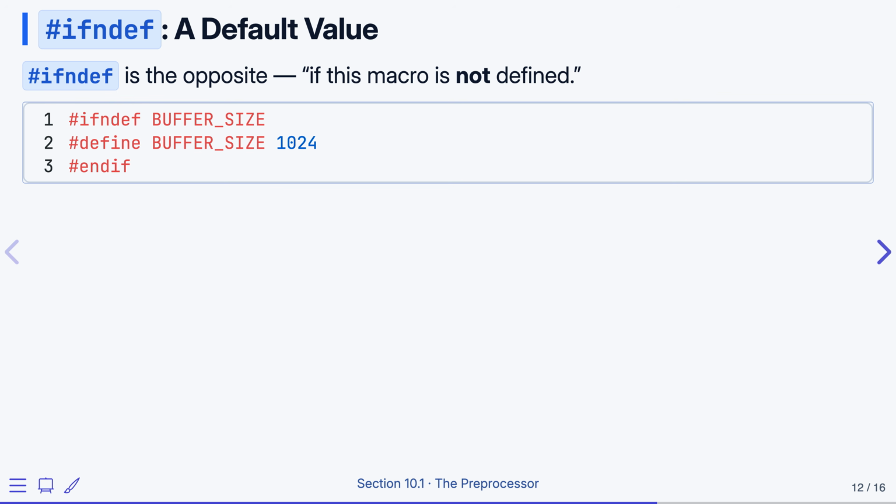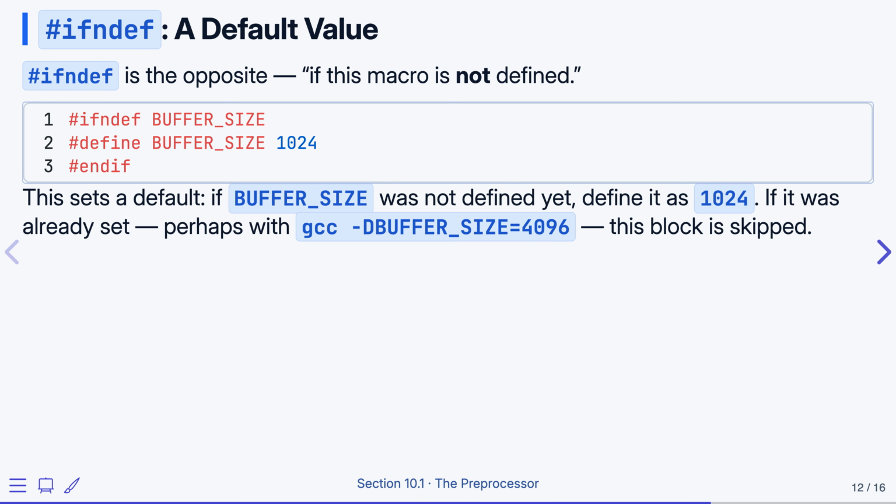#ifndef is the opposite of #ifdef. It means if this macro is not defined. Look at this pattern. If BUFFER_SIZE is not defined, then define it as 1024. This sets a default value. If nobody defined BUFFER_SIZE yet, it becomes 1024. But if it was already set, perhaps on the command line with gcc -D BUFFER_SIZE=4096, then this block is skipped and the existing value is kept. You will see this exact #ifndef pattern again in the next video, when we build include guards.